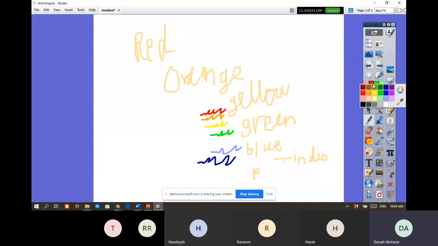Now, to make it easy for the violet, this one is the violet. We didn't say purple, it's violet. We start with red. Before red, infrared. We end with violet. After violet, ultraviolet. So, very good.